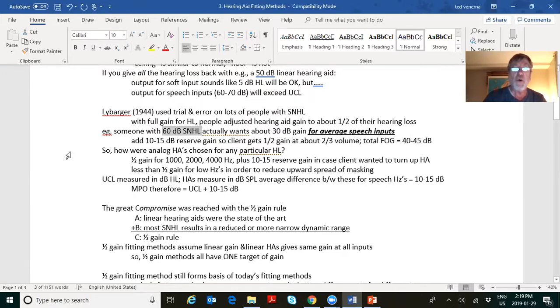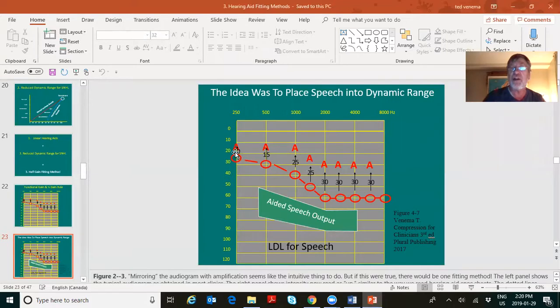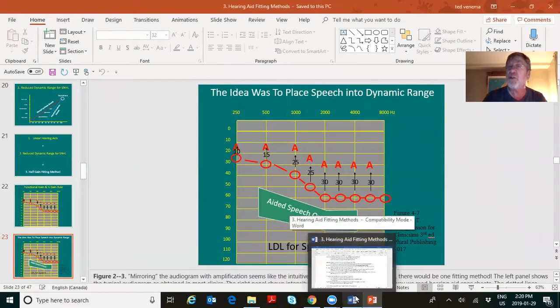Okay? So how were analog hearing aids chosen for any particular loss? Half gain for these frequencies, plus about 10 to 15 reserve. And notice there's always a little bit less than half gain for low frequencies. Look at this. See how this letter A isn't halfway above? Look at right on the left. This one's not exactly halfway. You know why they did that? To reduce the upward spread of masking.